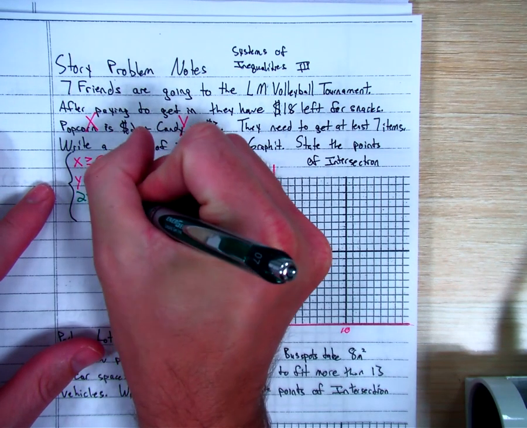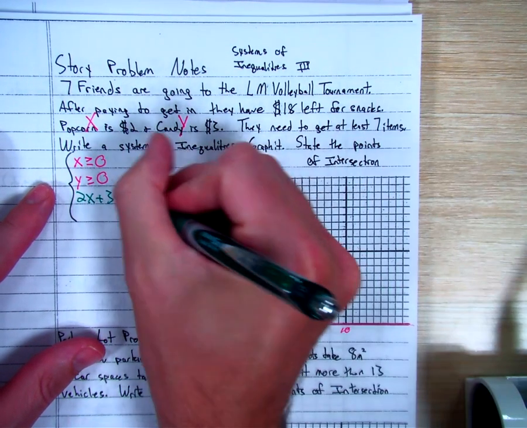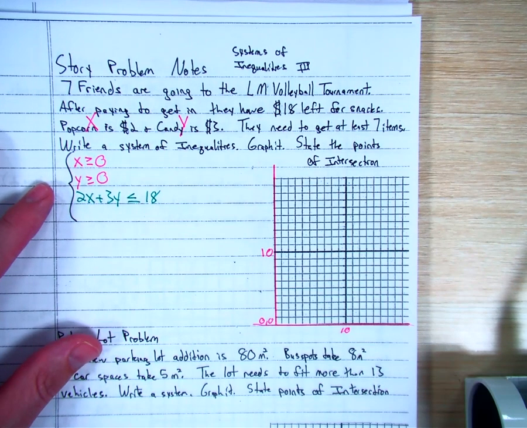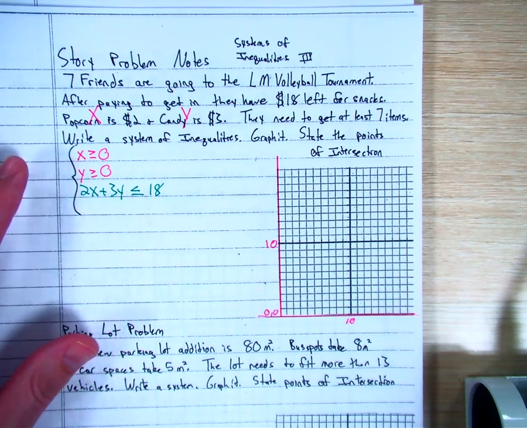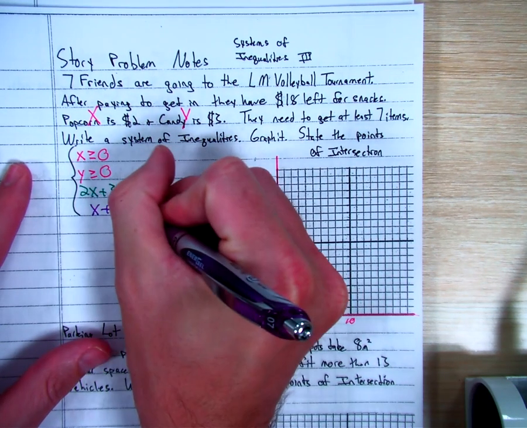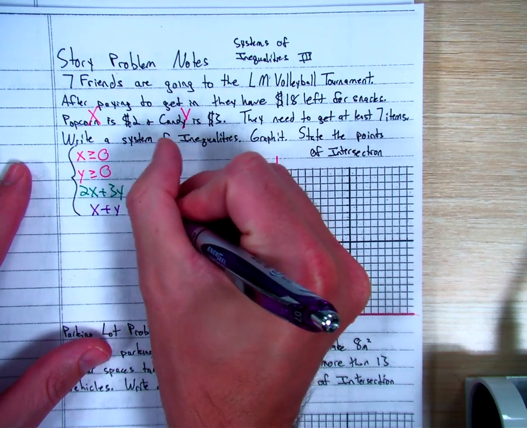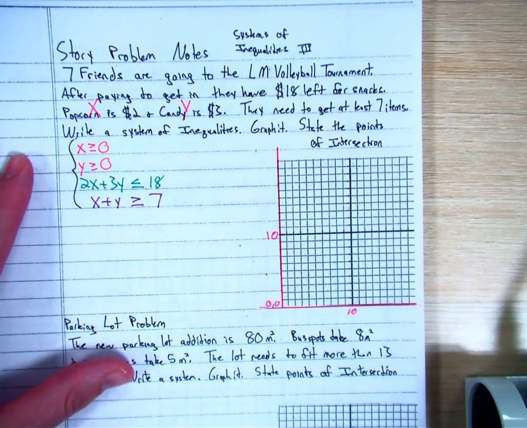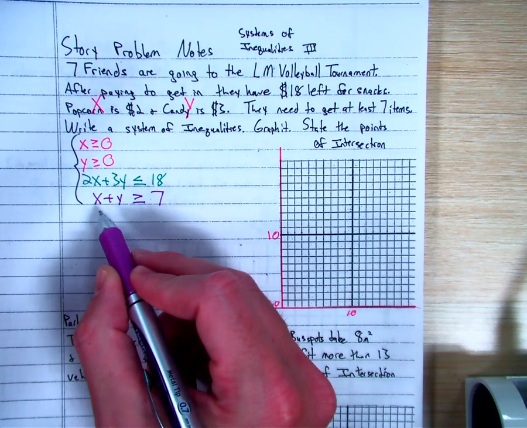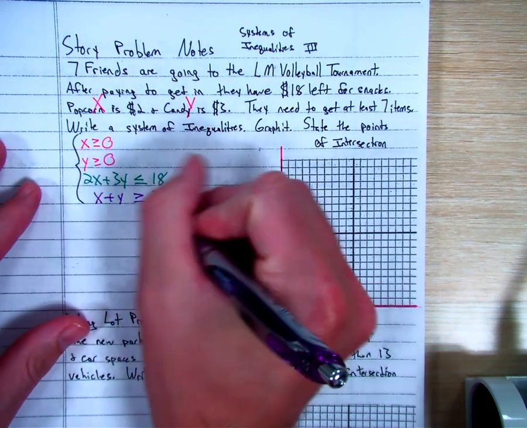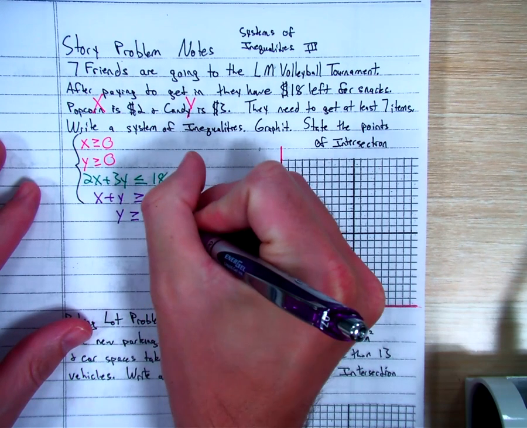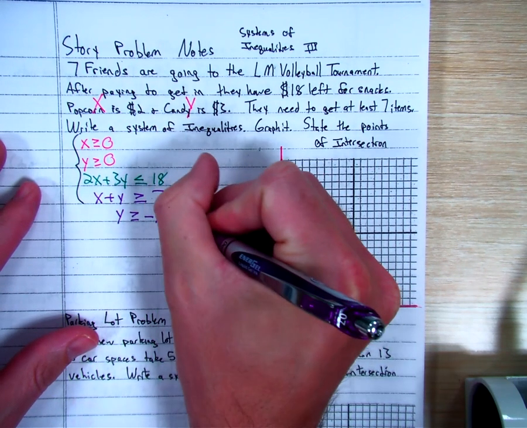Alright, equation number 3, or inequality number 3, money. 2x plus 3y needs to be less than or equal to $18. And our total items, x plus y, greater than or equal to 7. Okay, so our purple one right here, you might not even need to do it, but you can just subtract the x over, negative x plus 7.